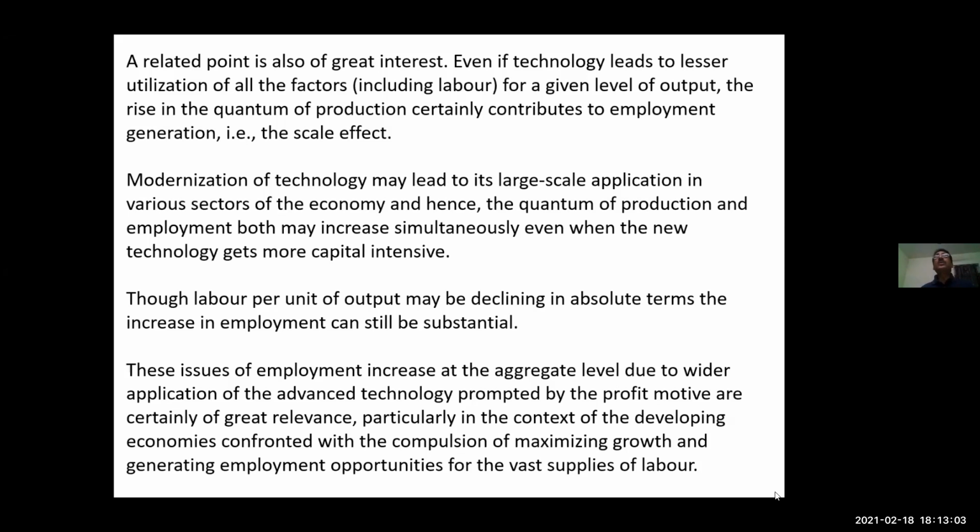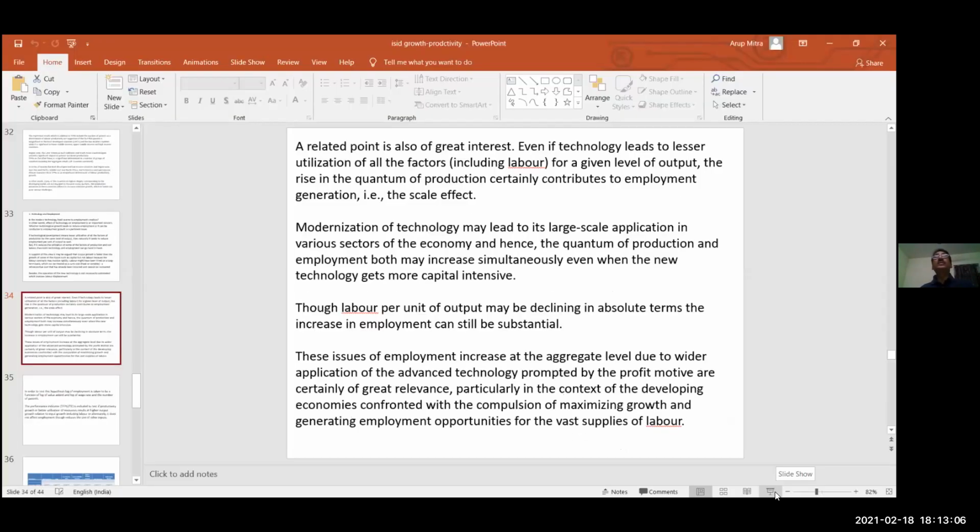A related point is also of great interest. Even if technology leads to lesser utilization of all the factors for a given level of output, the rise in the quantum of production certainly contributes to employment generation. This is what I was mentioning, the scale effect. So if more firms are able to come into the economic scene of a country, then naturally the scale effect will take place and they will contribute to employment creation. Per unit, per enterprise, employment may decline, but because there will be more firms, the scale effect will contribute to employment creation at the macro level.